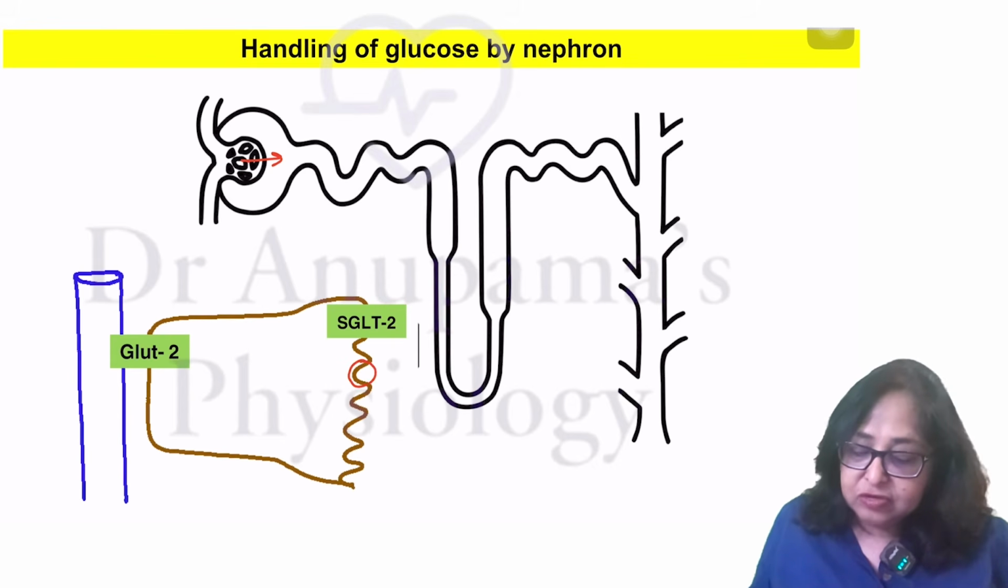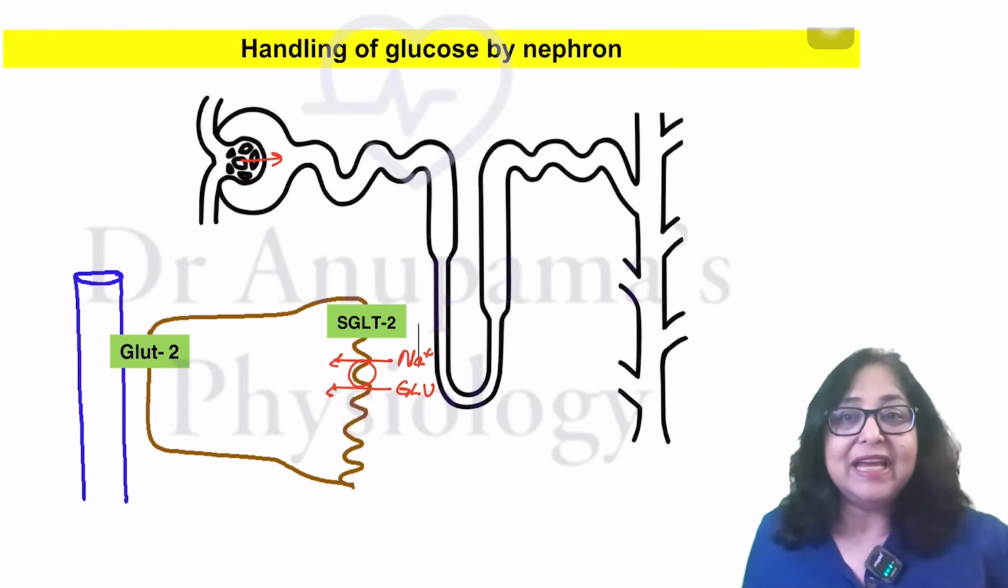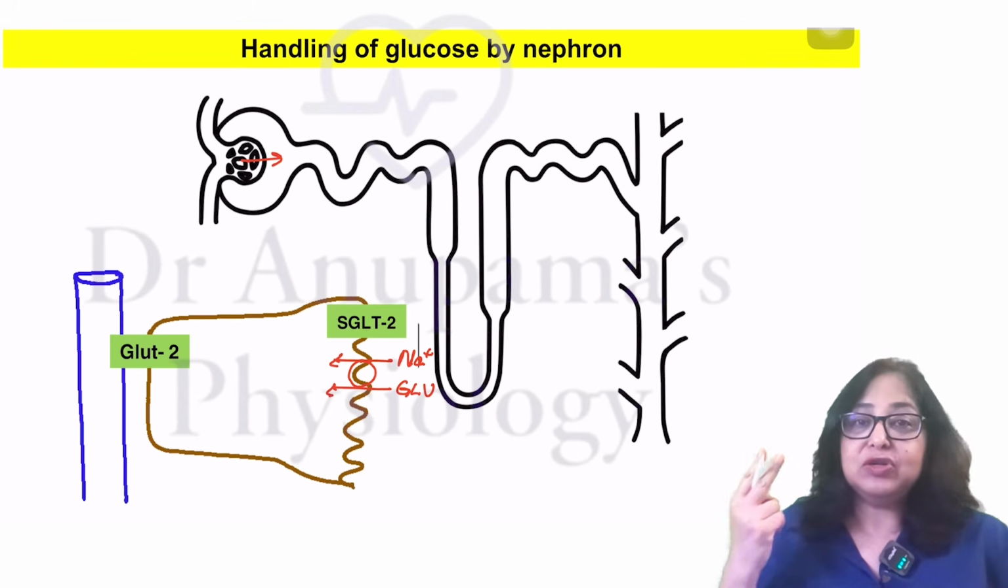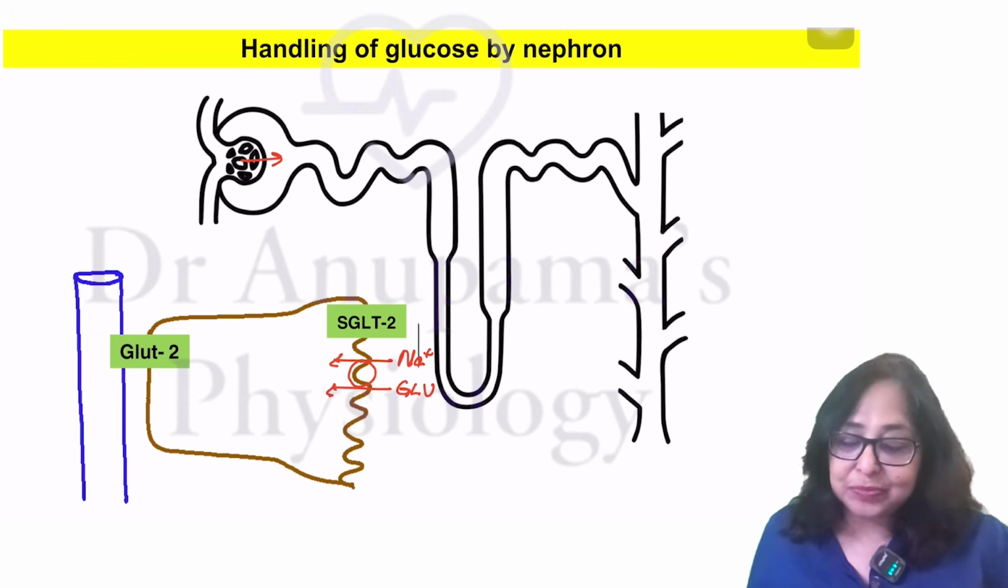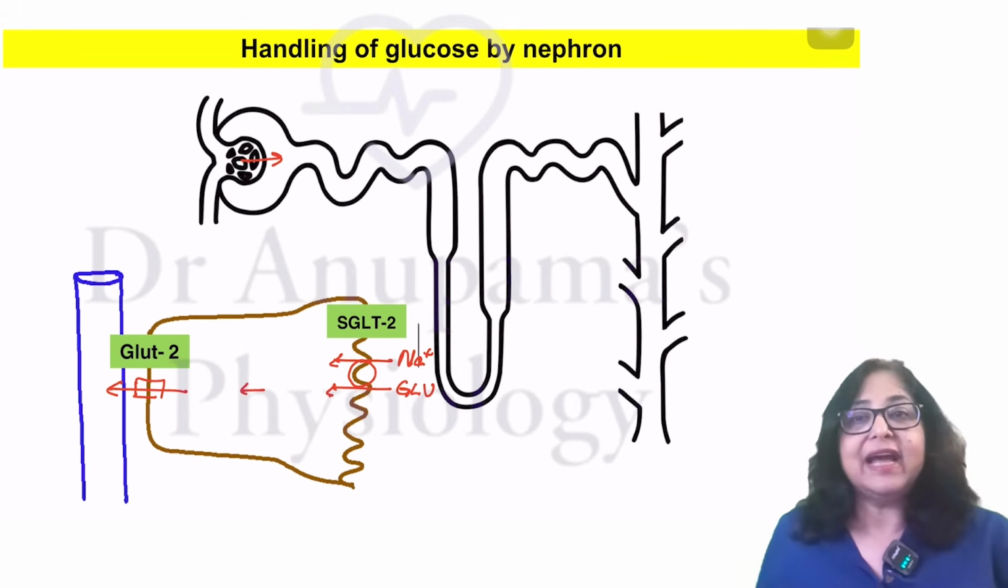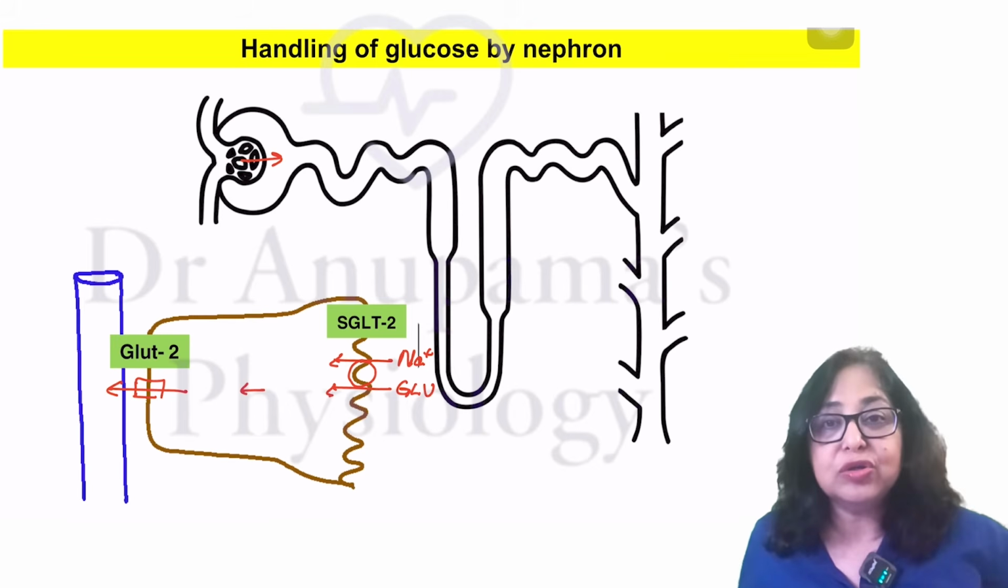There is a sodium glucose cotransporter, also known as SGLT. In the kidney, it is SGLT2. Remember, 2 kidneys, SGLT2. And on the basal side, glucose will leave the cell by facilitated diffusion, and the transport protein is known as GLUT2.